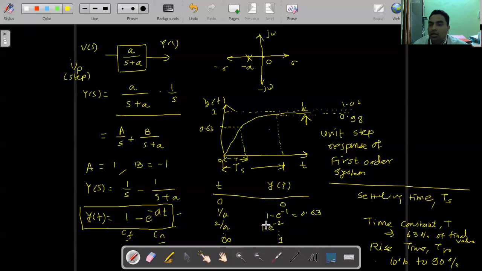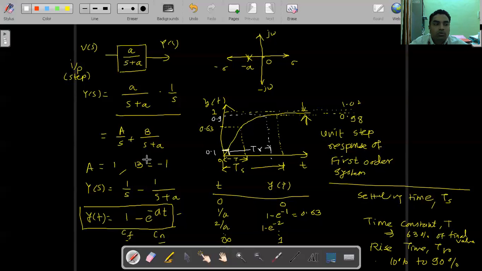From 10% to 90%. 10% means somewhere here, 0.1, and 90% is somewhere here, right? So this time is called rise time. I hope now it is clear to you what is settling time, time constant, and rise time.